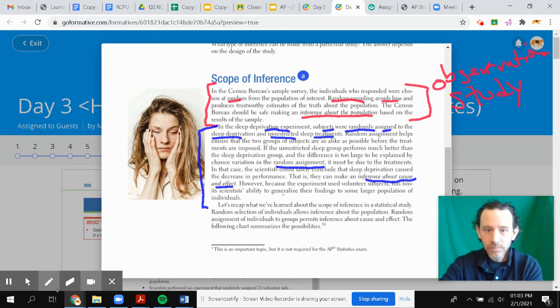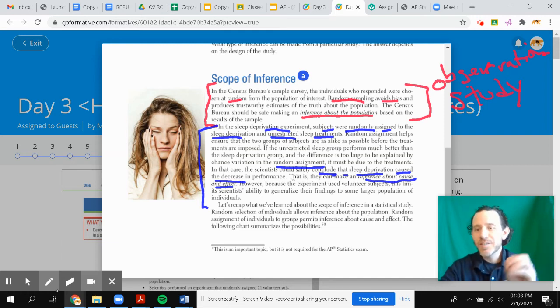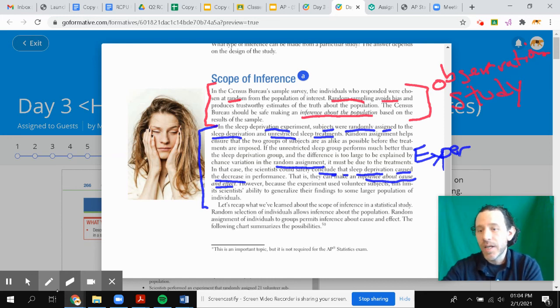Like in this case, they could conclude that sleep deprivation caused the decrease in performance. That's our conclusion because the treatments were randomly assigned. This class is an experiment, a well-designed experiment. And that's the difference between an observational study and an experiment. You have treatments that are assigned, that somebody has manipulated in some way.